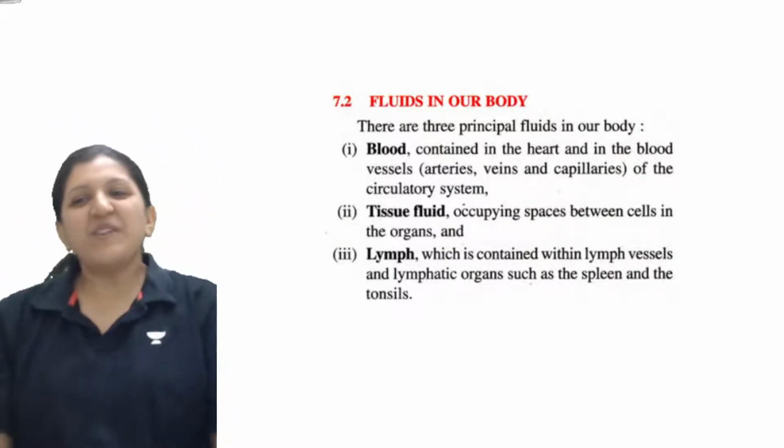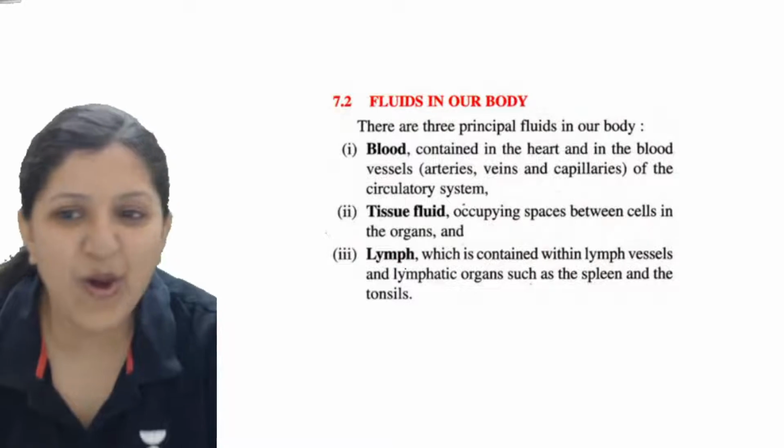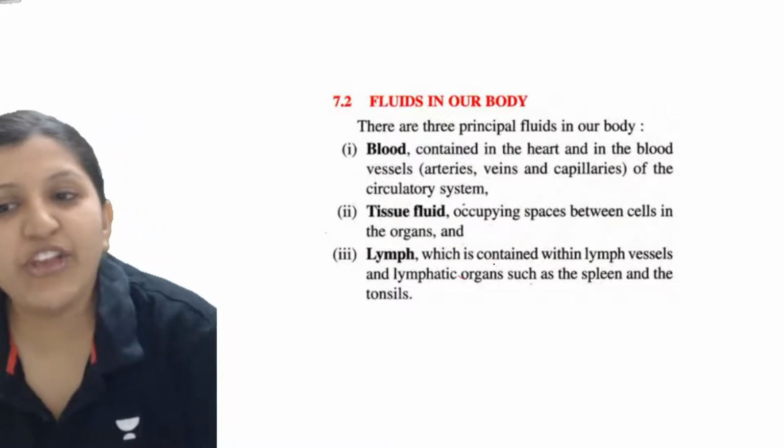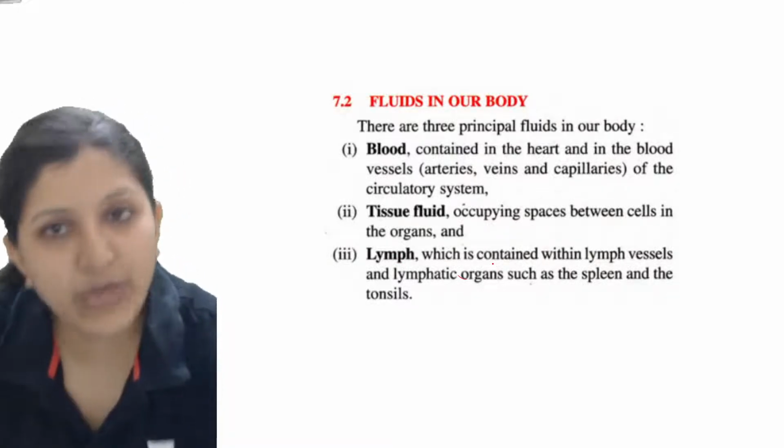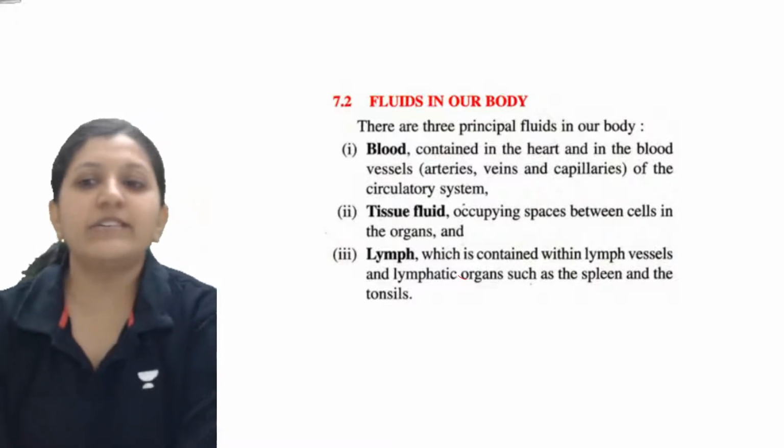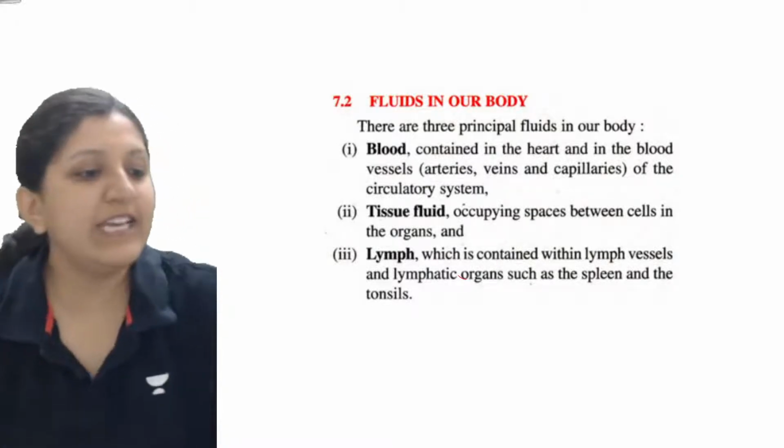So tissue fluid occupies the space between cells in the organs, and lymph is contained within the lymph vessels and lymphatic organs such as the spleen and the tonsils.